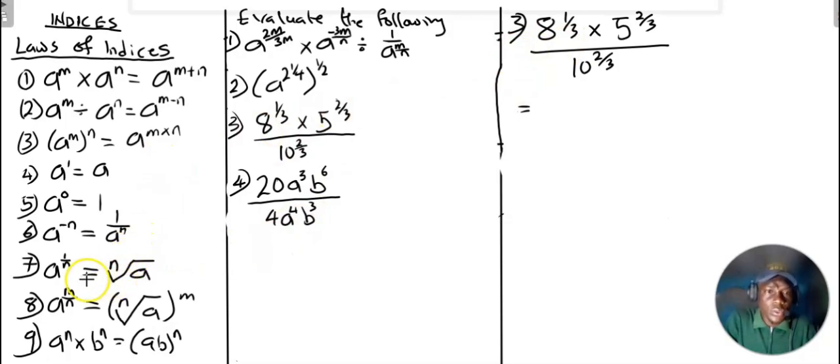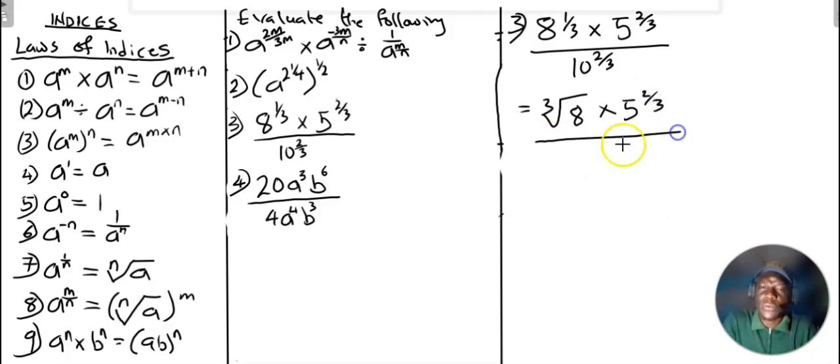Because the fractional index law says that when a number a is raised to the power 1 over n, a fraction, it is going to be the nth root of a. So here we have 8 raised to the power 1 over 3, meaning that it's going to be the cube root of 8 times 5 raised to the power 2 over 3, all of them over 10. 10 can be written as 2 times 5, right? All raised to the power 2 over 3.